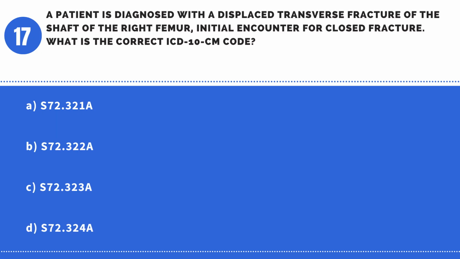Question 17. A patient is diagnosed with a displaced transverse fracture of the shaft of the right femur, initial encounter for closed fracture. What is the correct ICD-10-CM code? A. S72.321A. B. S72.322A. C. S72.323A. D. S72.324A.